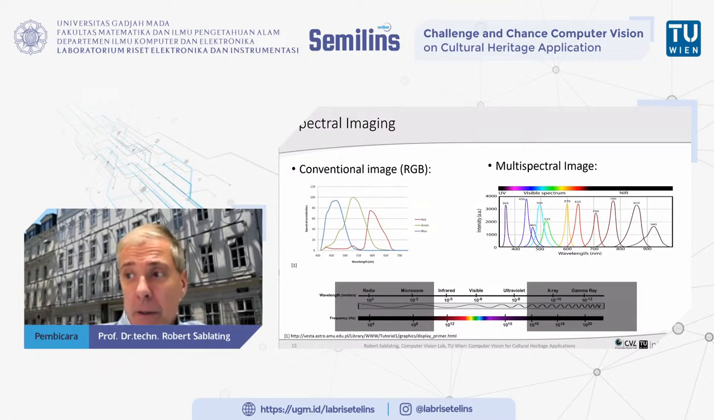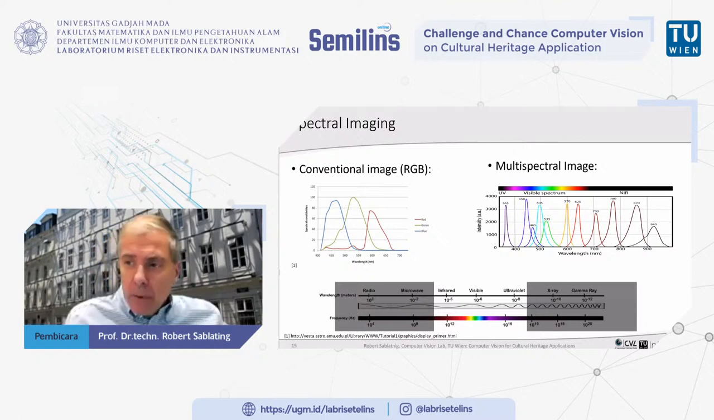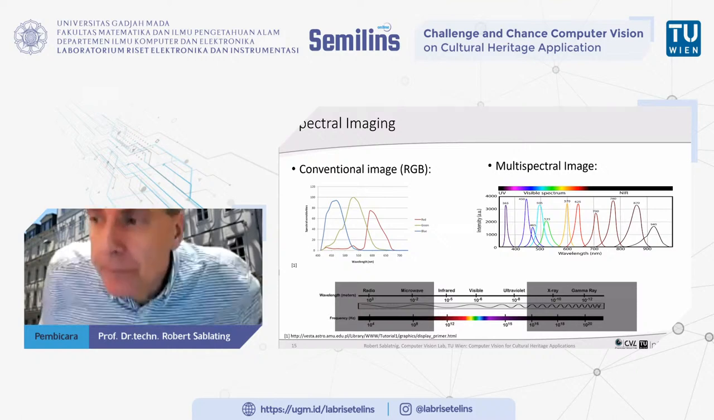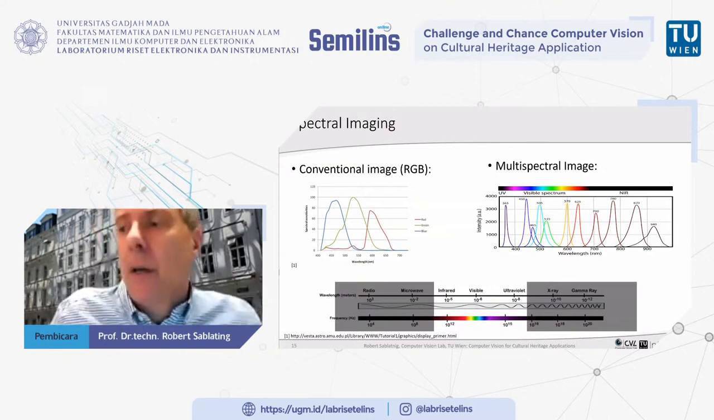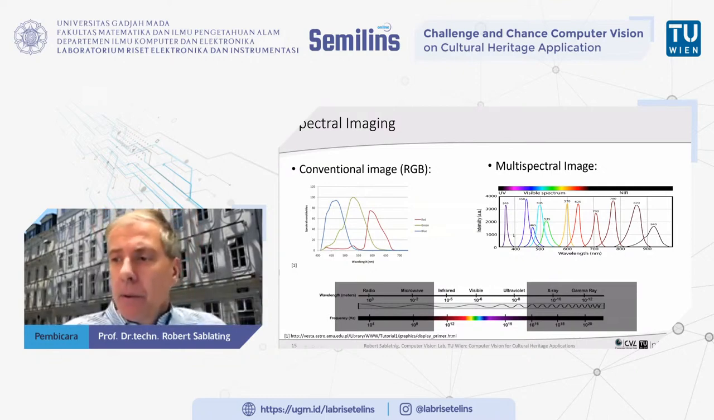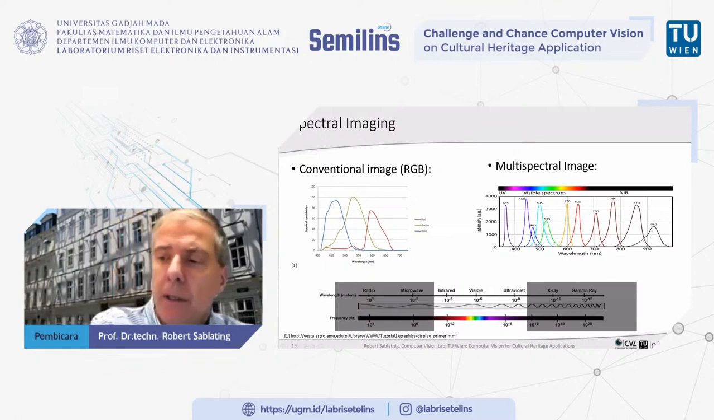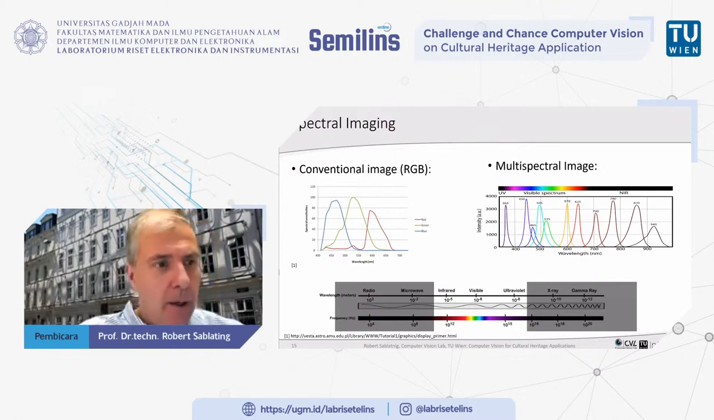In the multispectral image, we do it a little bit differently. We don't have the filters on the camera. However, we have a different lighting environment. And you see here, we have different light sources between 365 and 940 nanometers. And these different light sources produce a multi-channel image, if you like, where we have 8 or 10 channels that have more information, of course, than only 3 channels.